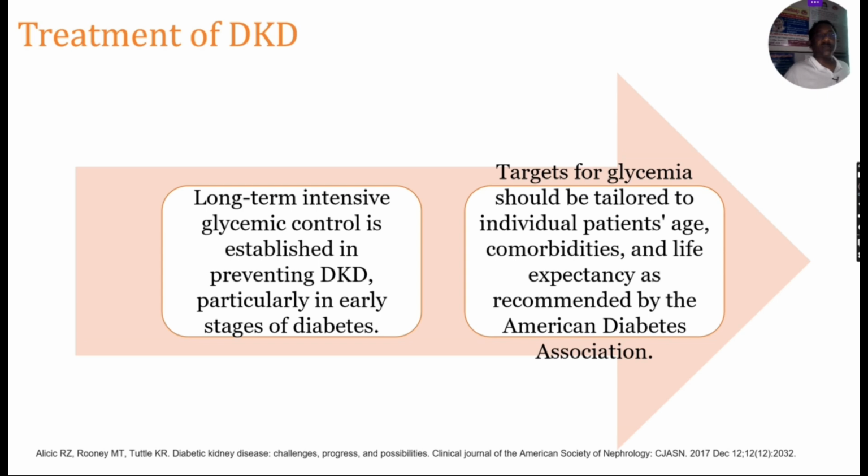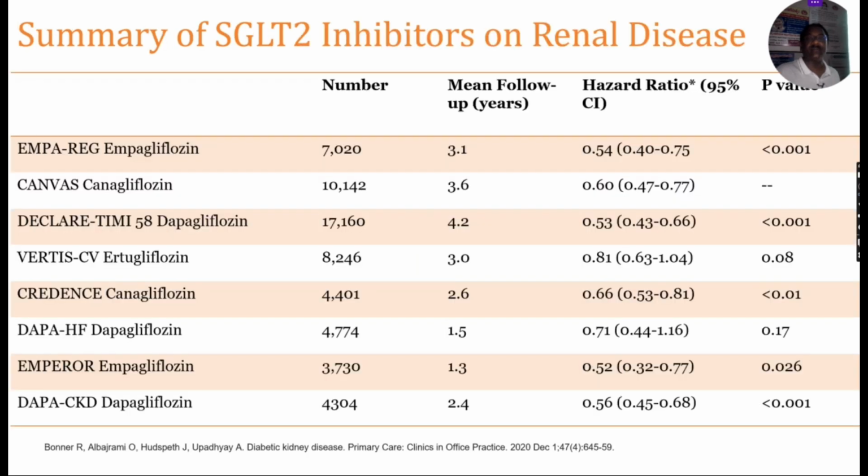Long-term intensive glycemic control is established in preventing DKD, particularly in the early stages of the disease. Targets for glycemia should be tailored to the individual patient's age, comorbidities and life expectancy, as recommended by the ADA.